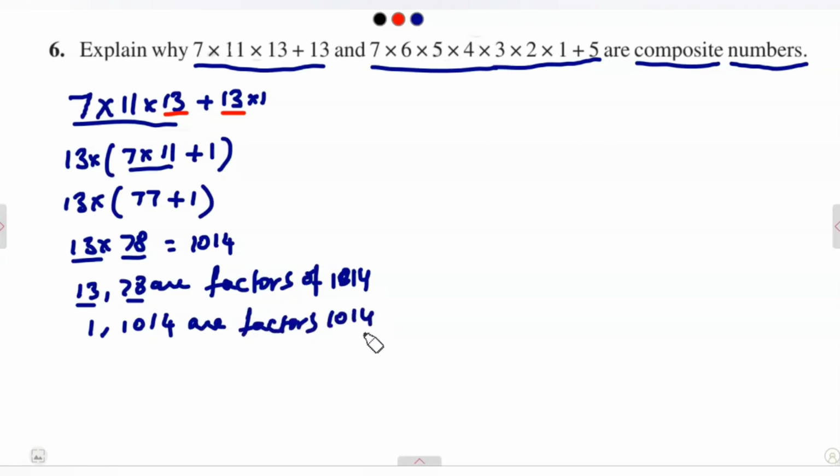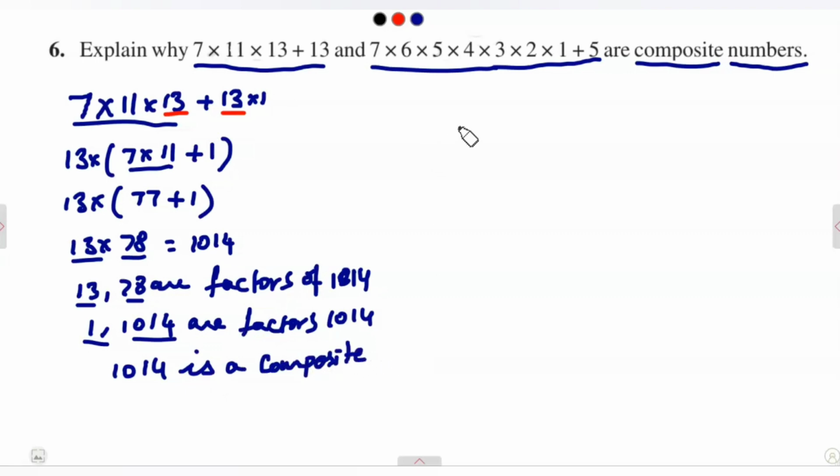So what did you understand now? Basically, this 1014 has in total more than 2 factors. 4 factors are there obviously. So you can say that this has more than 2 factors. So 1014, or the given expression, is a composite number, right? As it has more than 2 factors.